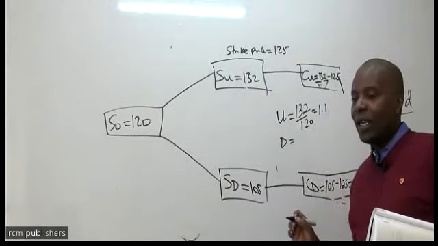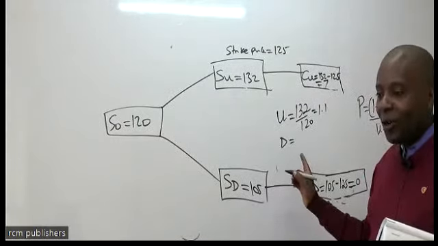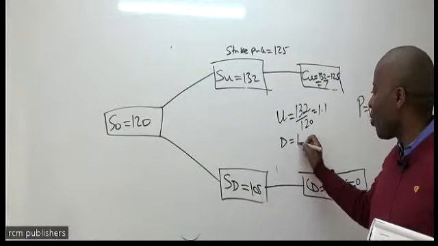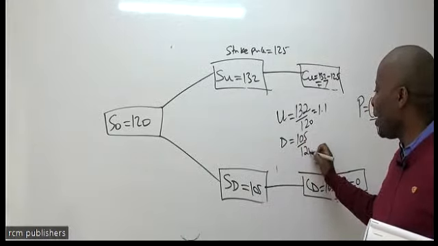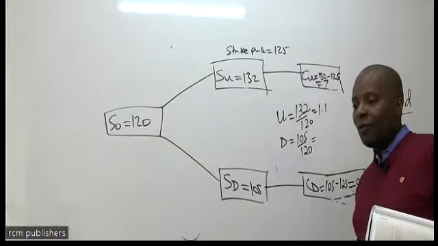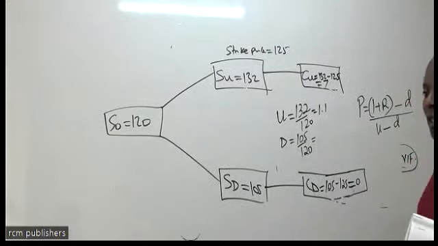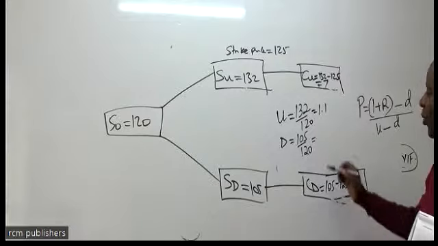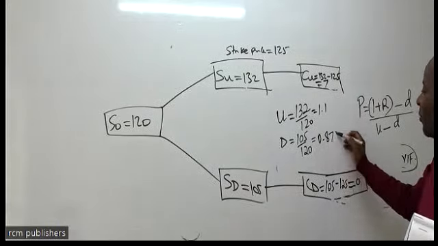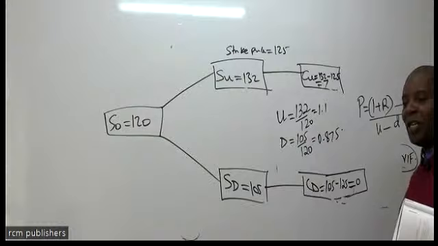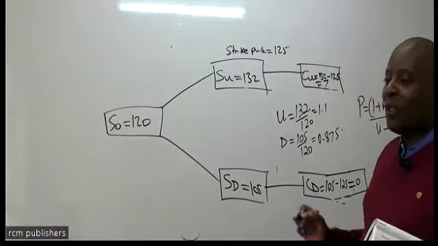How about the downward? Downward, I'm taking 105 over 120. So 105 over 120 comes to 0.875 like that. Yes. So then could you kindly give me the PU?